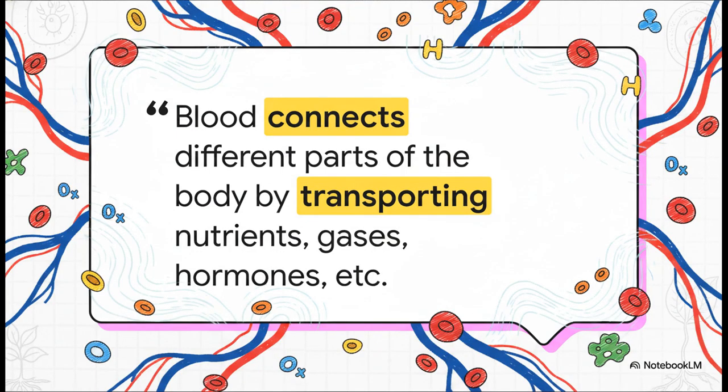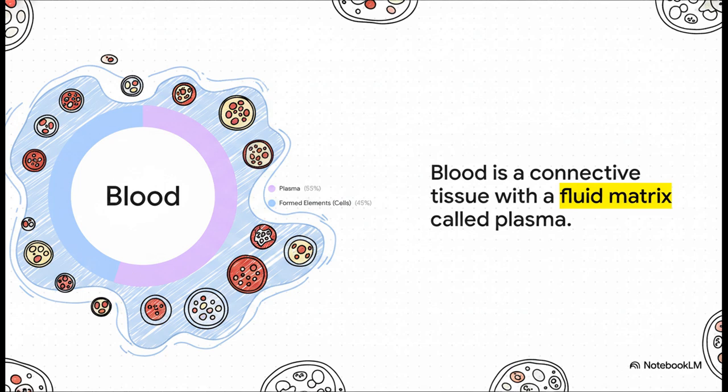I want to just pause on this for a second because it's so cool. We don't usually think of a liquid as a tissue, but blood is the ultimate connective tissue. It's a transport system floating in a fluid, connecting every single part of your body by delivering everything from oxygen to nutrients to hormones. So what's this liquid tissue actually made of?